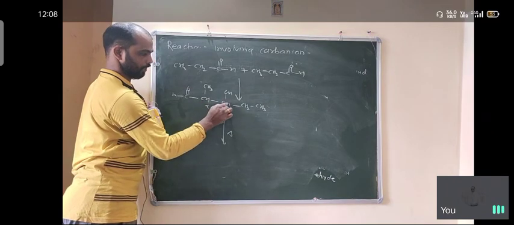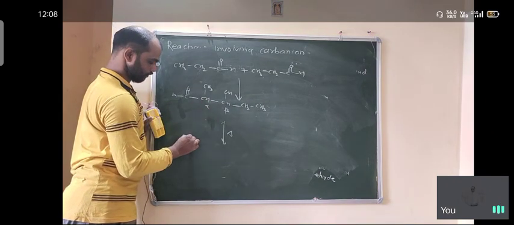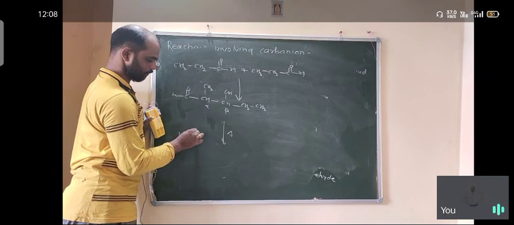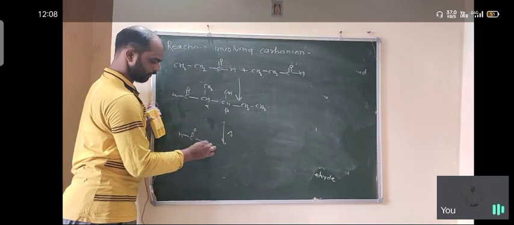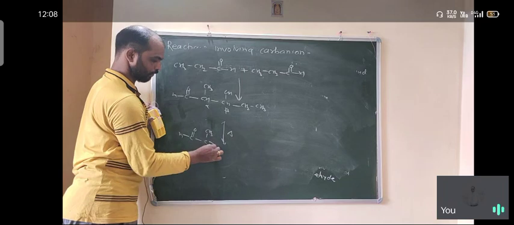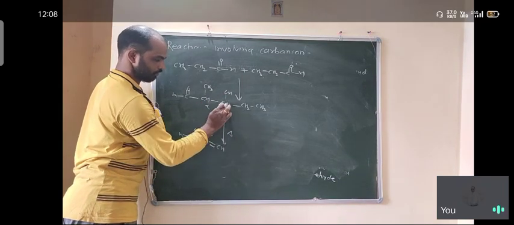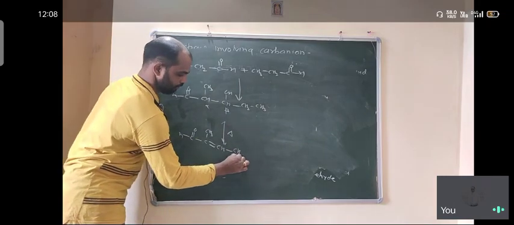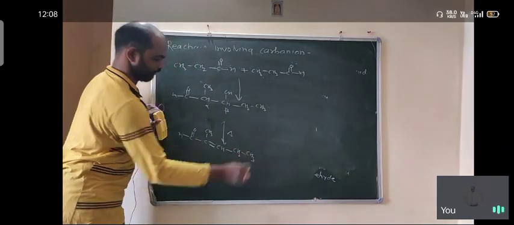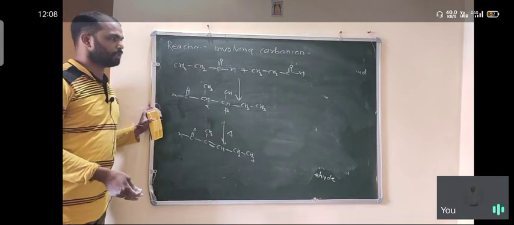After that, on heating, just loss of water. So this H and OH are lost with each other, giving H, C double bond O, then C with CH3 in a double bond, because H is lost with OH. What remains here is only CH2 CH3. So this way you can write the product.